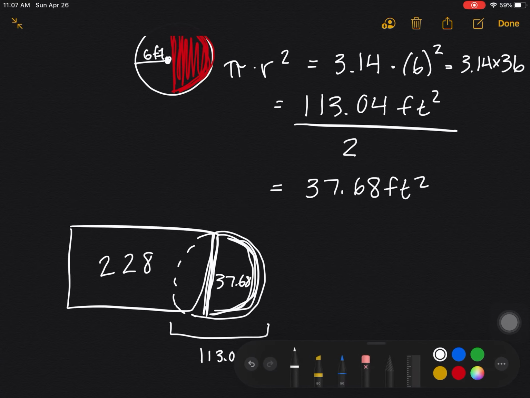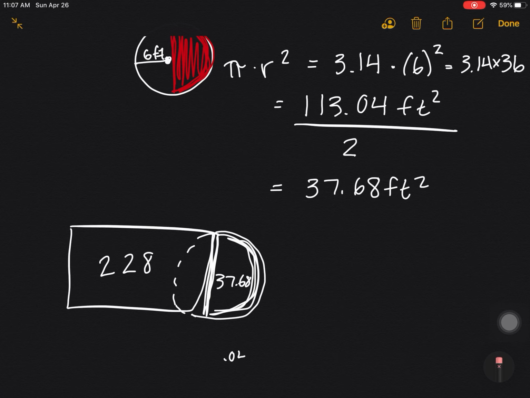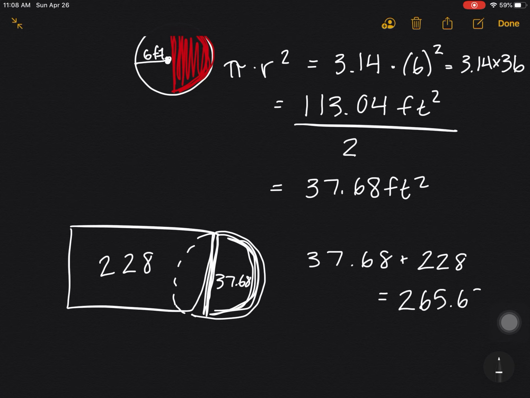So our last step is to go through and add together those two numbers. We're going to take our 37.68 and add 228 to it. When we add those numbers together, we're going to find that the area of the entire shape is 265.68 feet squared.